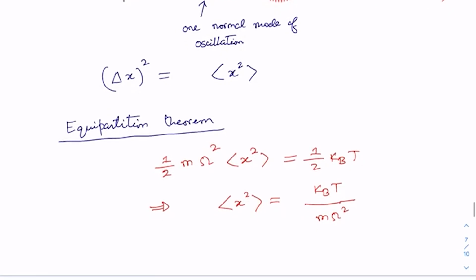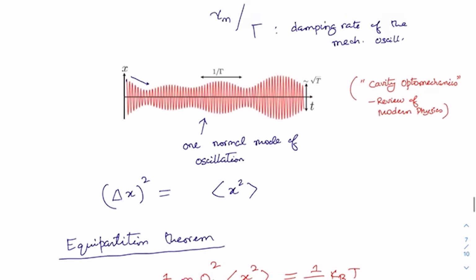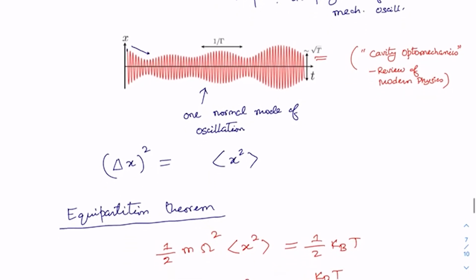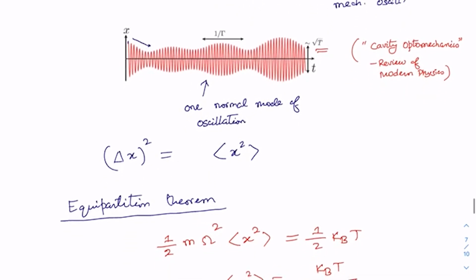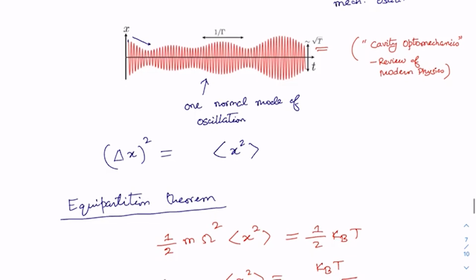So it implies that the amplitude of fluctuations varies like the square root of temperature. Okay, this is easy to see. In fact, this is what is shown here, that this amplitude is directly proportional to the square root of temperature. So thereby we can extract information about the temperature just by measuring the amplitude of the fluctuation.